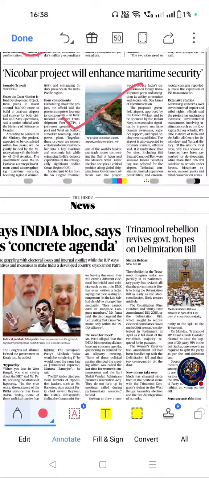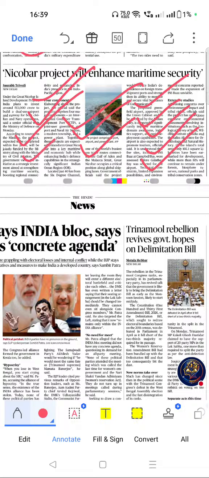Great Nicobar project will enhance maritime security. If you see the importance of this topic, Great Nicobar is one of the hottest UPSC topics, and it is important for both security and environment, frequently linked with Indo-Pacific strategy. Questions have appeared on this topic like Indo-Pacific, maritime security, island development, and strategic infrastructure. Key themes related to this topic are Great Nicobar, Six Degree Channel, maritime domain awareness, and Indo-Pacific. Please go through this one. This is a very important article.